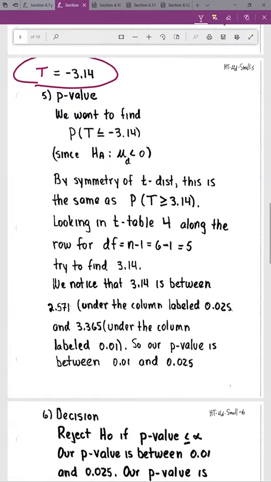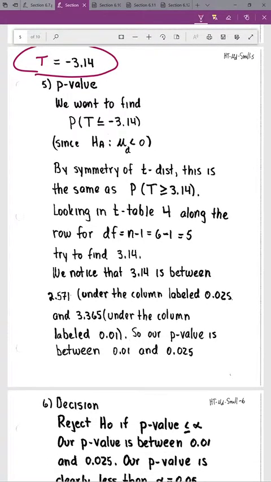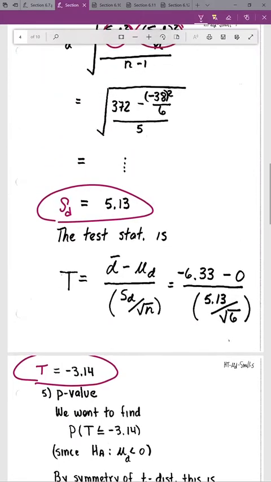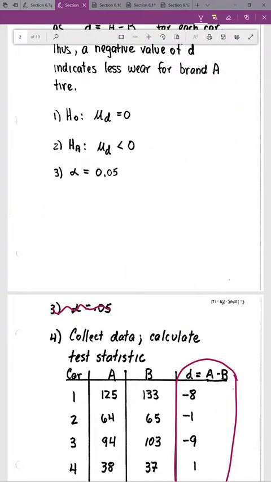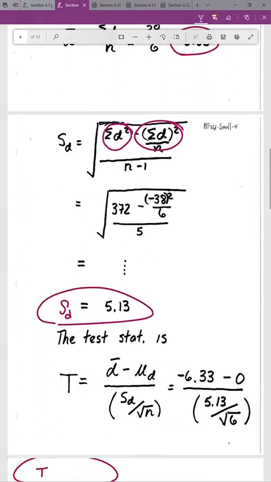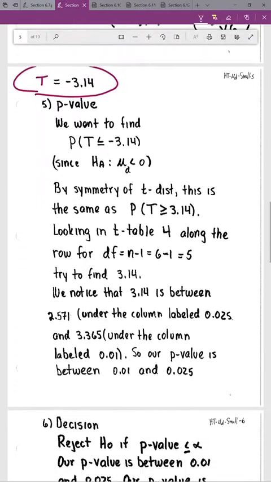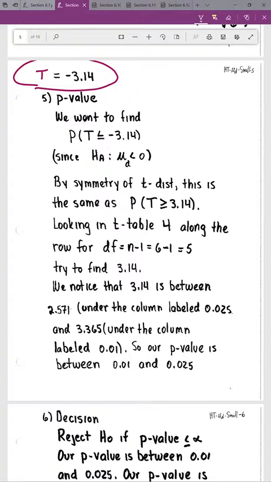Now we can move on to step 5, the p-value. So we're going to want to find the probability that t is less than or equal to negative 3.14. Now remember that less than is coming from our alternative hypothesis of mu d being less than 0. If it had been greater than 0, we would have been trying to find the probability of t being greater than or equal to negative 3.14.